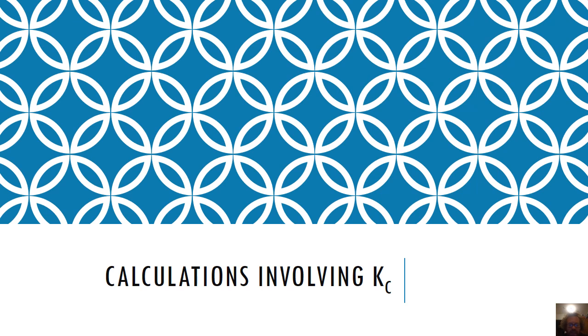Last video we looked at how we can write Kc, the equilibrium expression for equilibrium reactions, and what it means. So just to remind ourselves, if the Kc number is greater than 1, it's favouring products, but if it's less than 1, there are more reactants than products. Most of you asked about what to do. Well, how do we calculate this Kc? And that's what we're going to look at in this lesson.